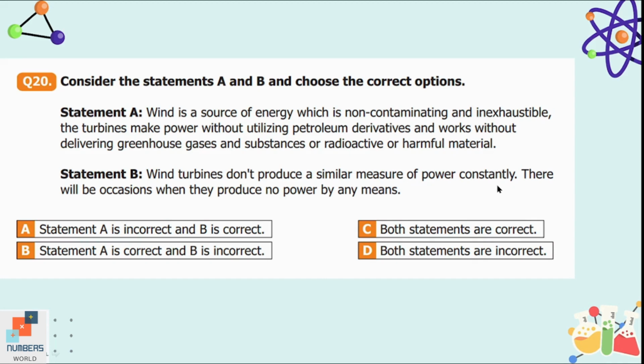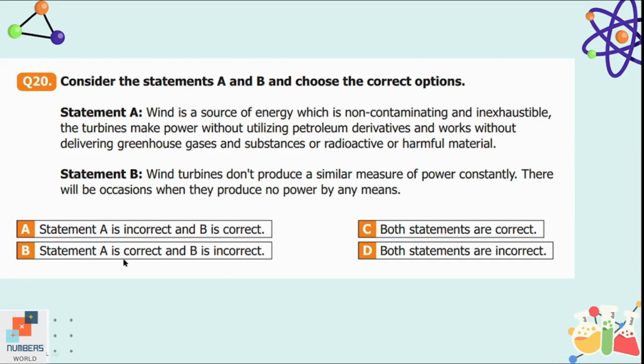That is also right because it totally depends upon the speed of the wind. There will be occasions when they produce no power by any means, like when there is no wind, so no electricity will be produced. So option A is, statement A is incorrect and B is correct.